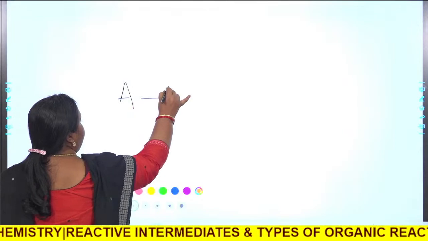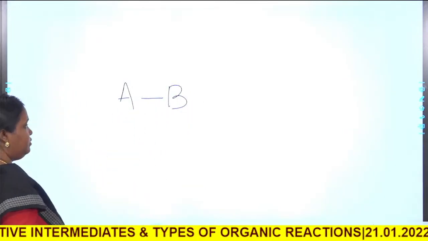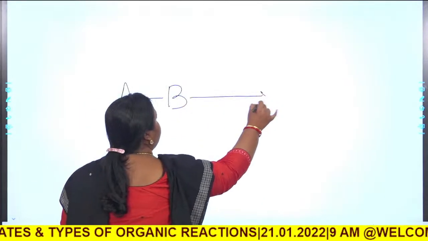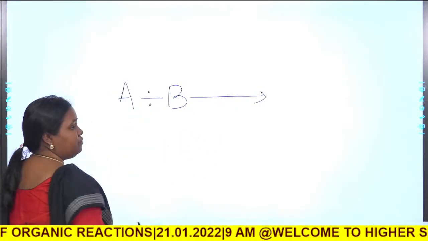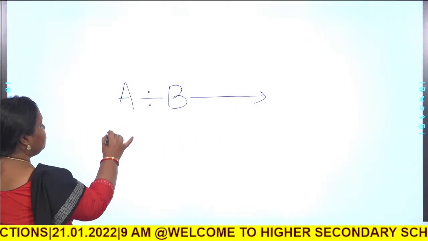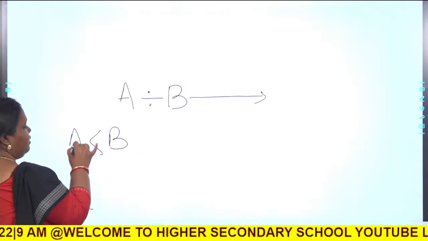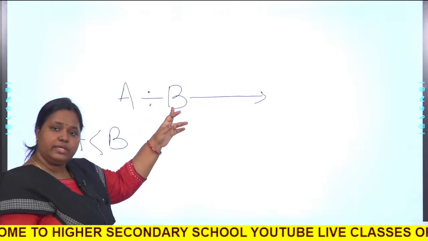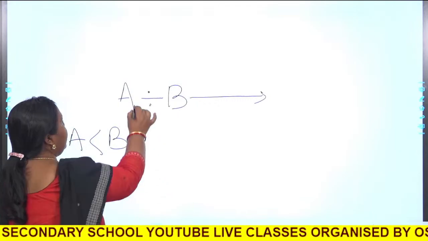A and B are forming a bond, and A gives one electron and B gives one electron. Suppose B is more electronegative than A, then B will always have a tendency to gain that electron.